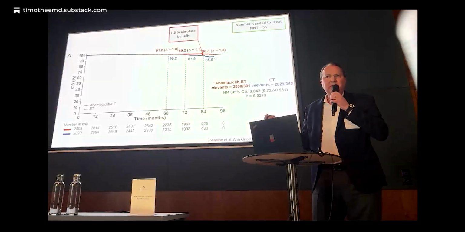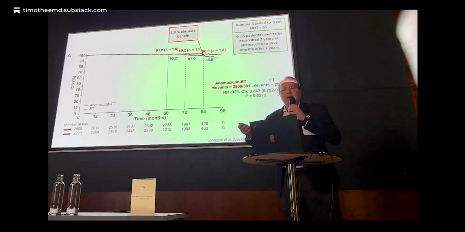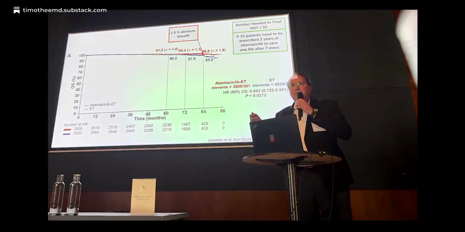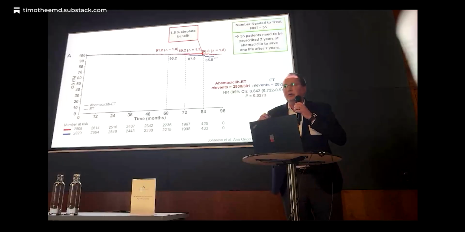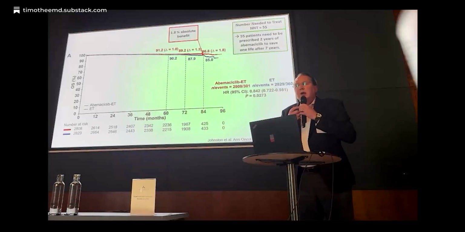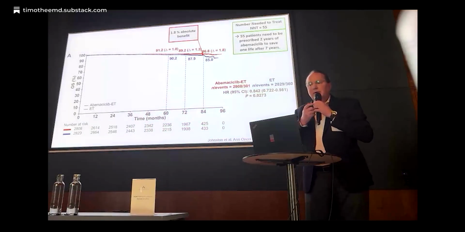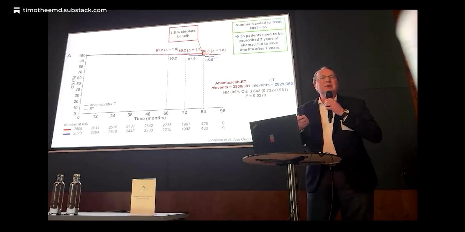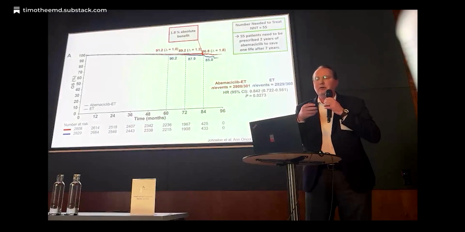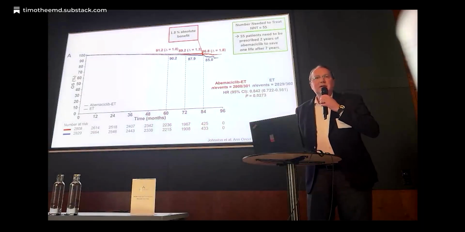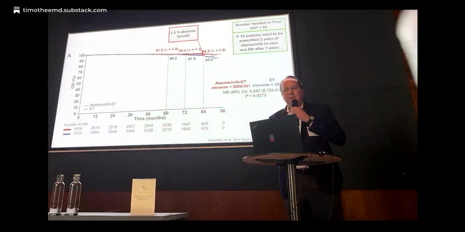This means the number needed to treat is 55. This means that 55 patients need to be prescribed. I said prescribed because they won't receive the entire treatment. Some won't tolerate the entire treatment, but 55 need to be prescribed 2 years of abemaciclib to save 1 life after 7 years. I think this kind of statistic, this kind of wording, the number needed to treat, is important to share with patients. This is shared decision making, it's not nothing.